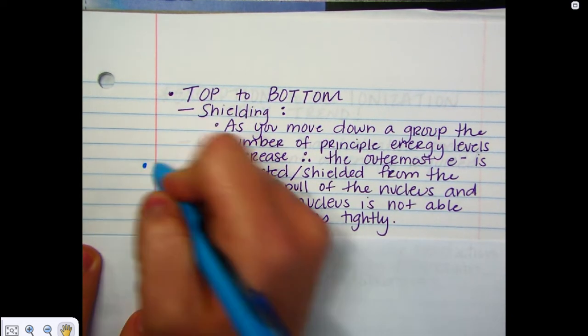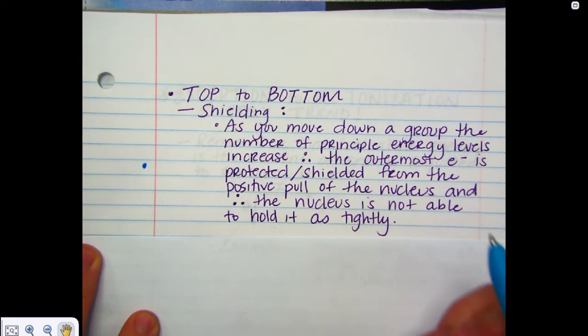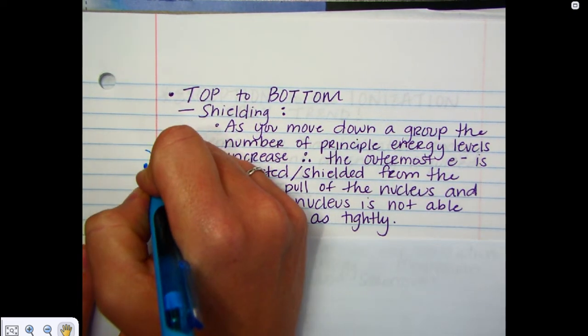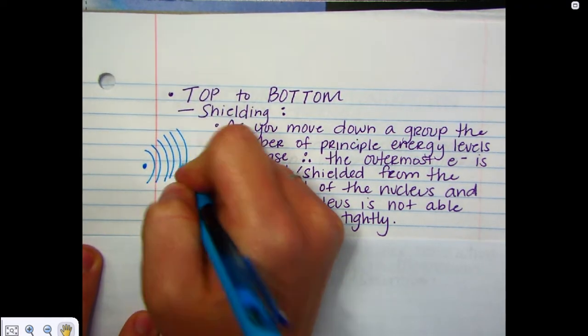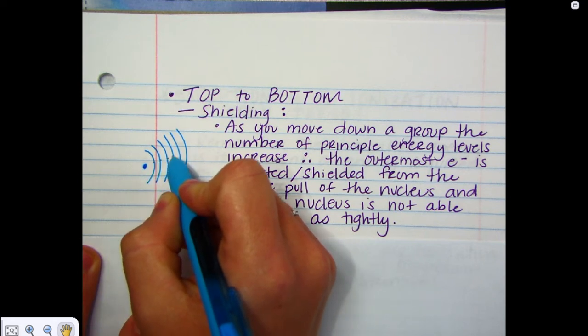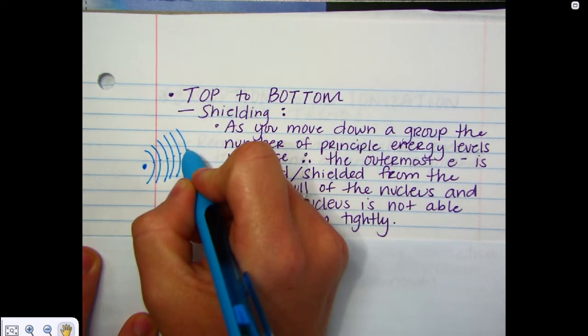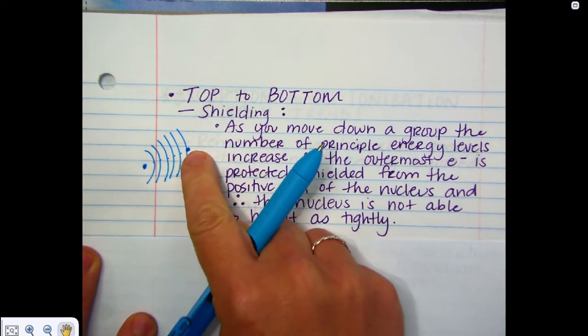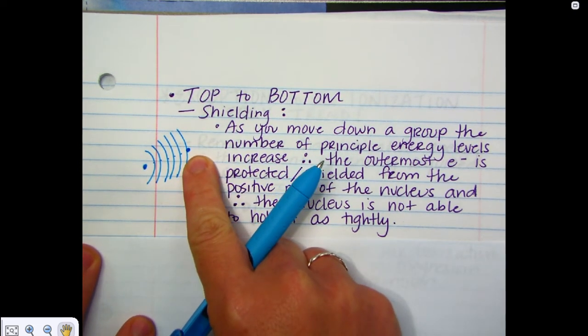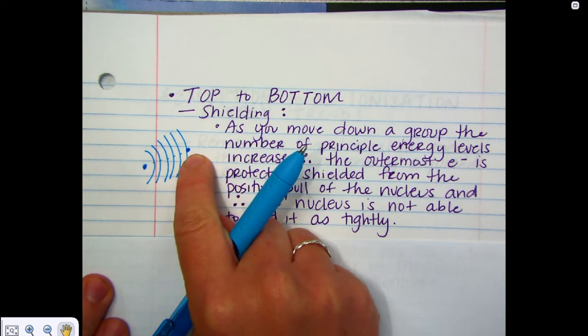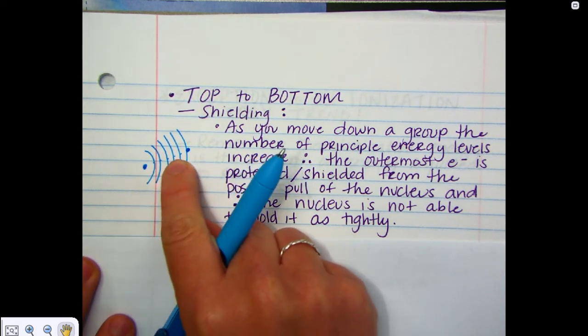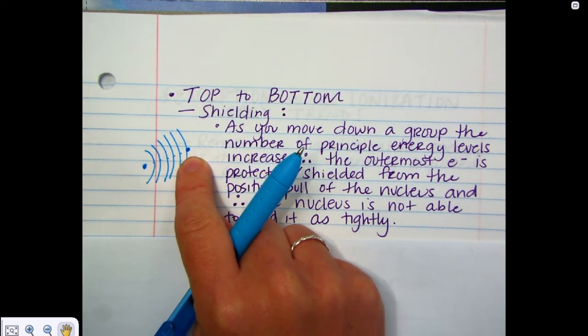If this is my nucleus, when I say the number of principal energy levels is increasing, that means the layers. So if this is my atom, right? Energy level 1, 2, 3, 4, 5, 6. If I want to look at the pull of the nucleus as it tries to hold on to this electron in the 6th energy level, all of the electrons in these interior levels are essentially blocking the pull of the nucleus on this. So this one is really far away, and it's hard for the nucleus to control it, to hold on to it, to keep it as part of the atom.